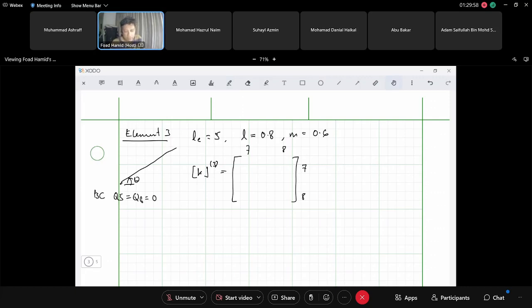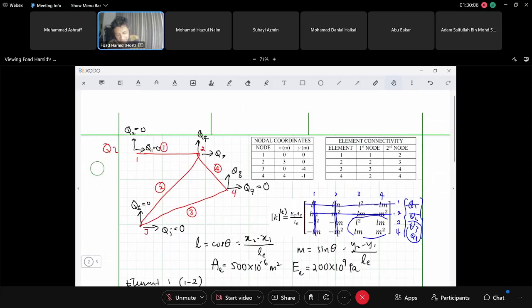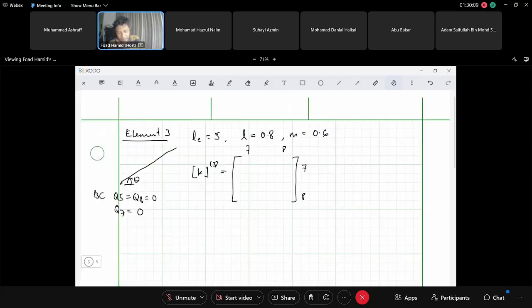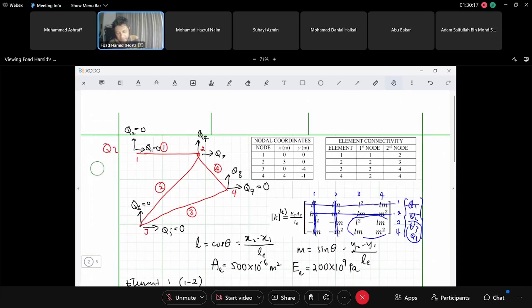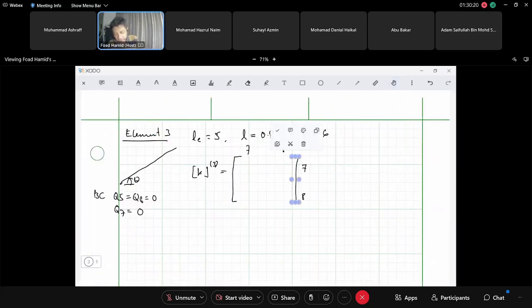Oh, sorry, there's one more here. Q7 is also 0, right? Yeah, Q7 is also 0. So it's only a 1 by 1 matrix. Since Q7 is 0, what I have is only Q8. So what I have here is only one number, which is 7.2 times 10 to the power of 6.